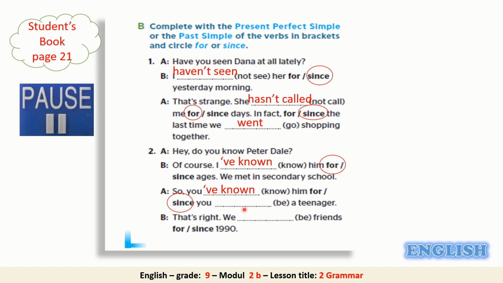What about be? What do you think? Excellent. It becomes were, because this point in time happened in the past. Now let's go to the last verb, which is be. What do you think? Brilliant. It's have been. That's right. We have been friends for or since 1990. What do you think? Excellent. It's since. Why? Because here we have the name of the year. It's a point in time. Well done, students.